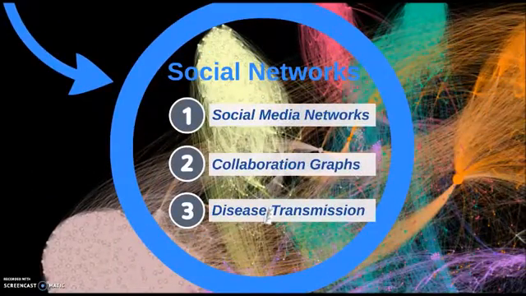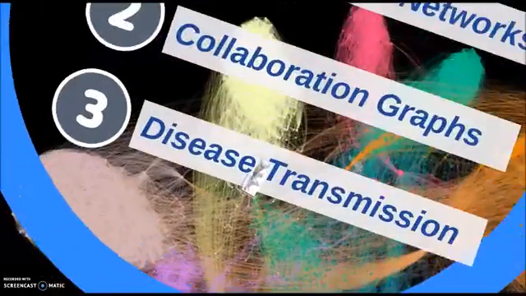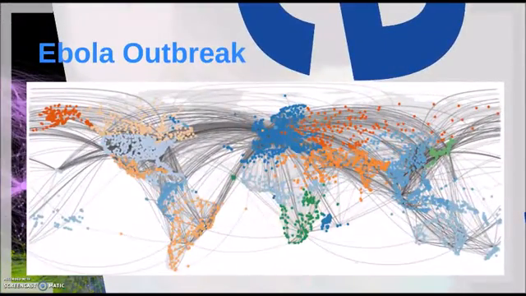As a second important part, we have social networks. The most important ones here are social media networks, collaboration graphs, and, for example, graphs about disease transmission. Here we can also give an example of the Ebola outbreak of 2014. This graph shows the worldwide air transportation network. Each link represents a passenger flux between a pair of airports. In total, this network contains approximately 4,000 airports and 25,000 links.